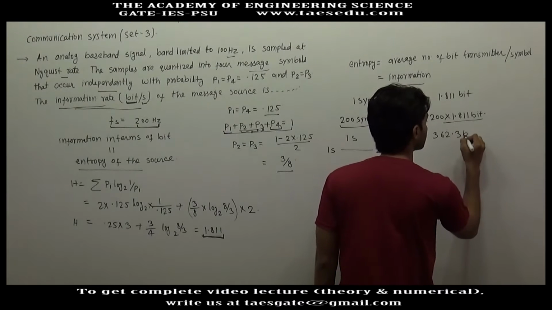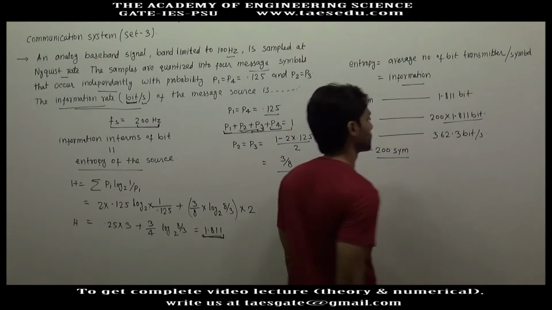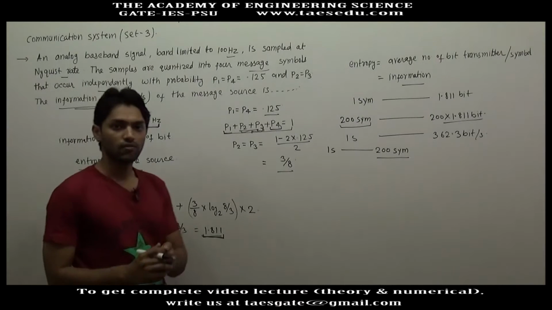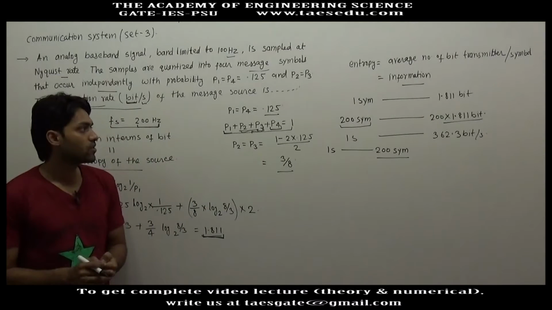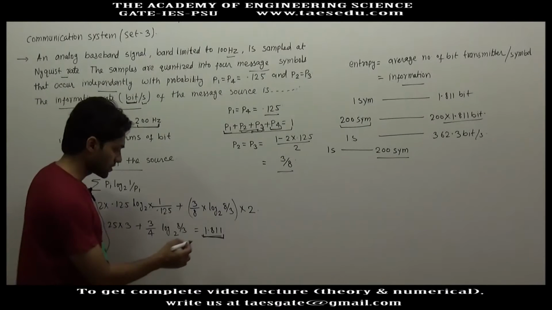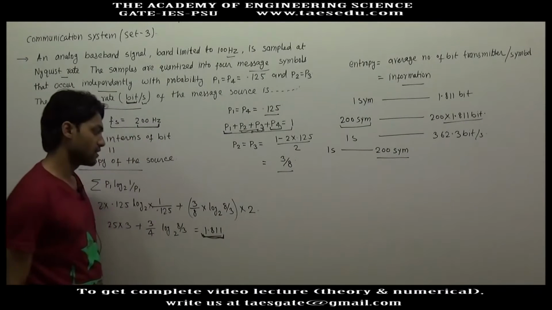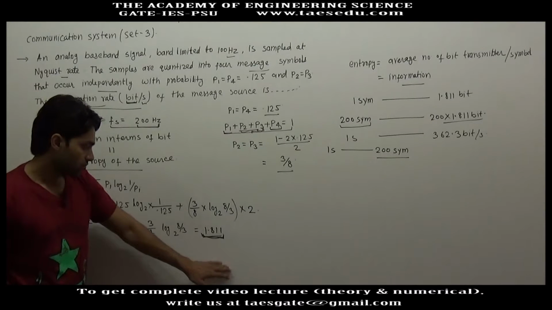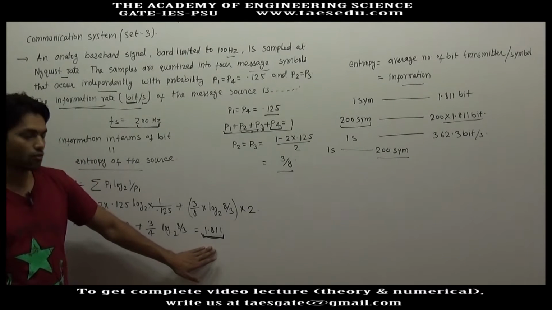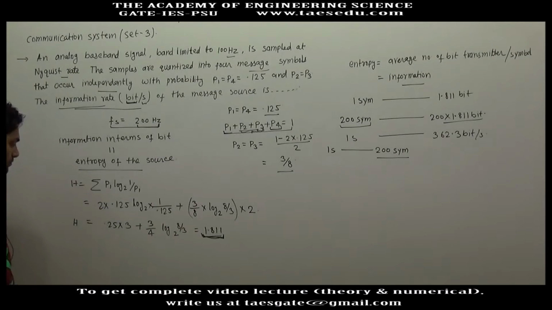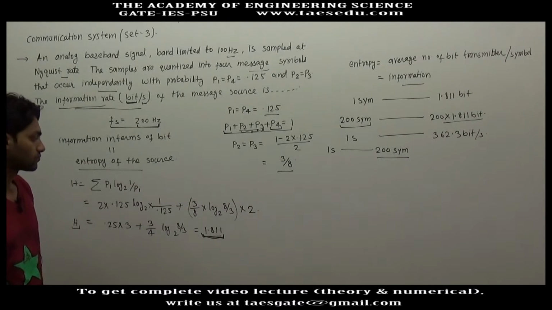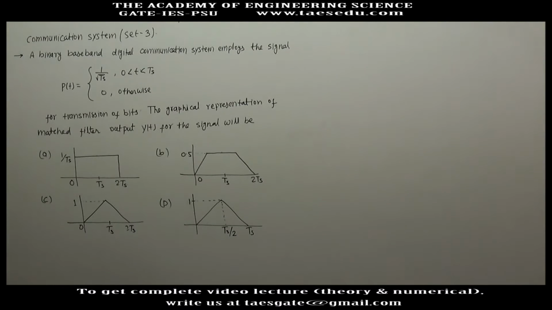This will be 362.3 bits per second. So in this question, what we did, we first found out the entropy of the source, and the entropy of the source is 1.811, and entropy is also the information content in one symbol. Entropy is nothing but information content in one symbol.